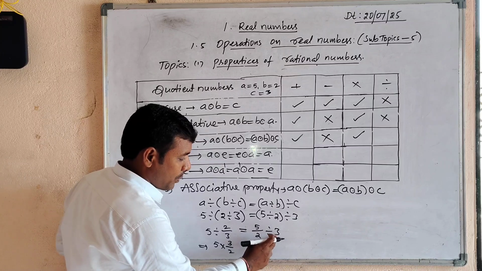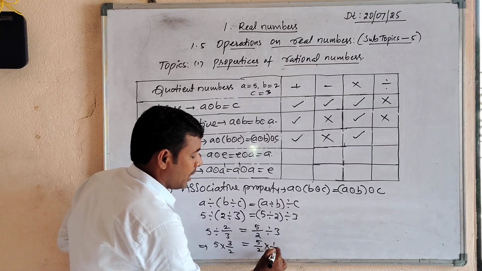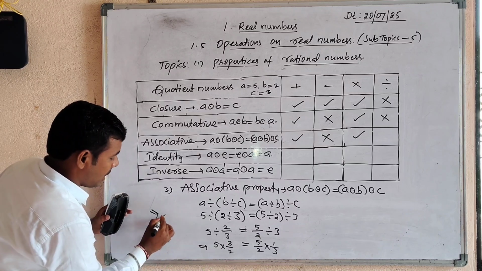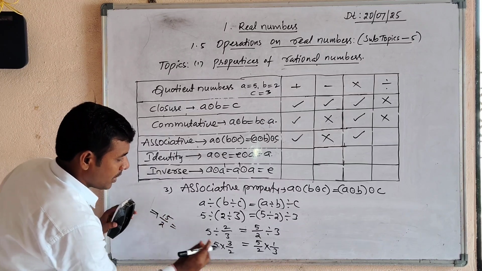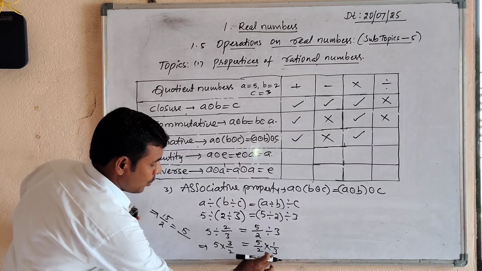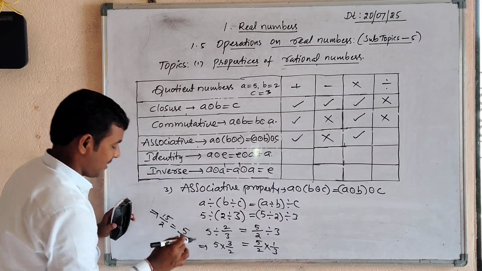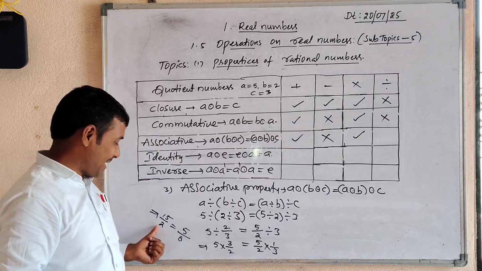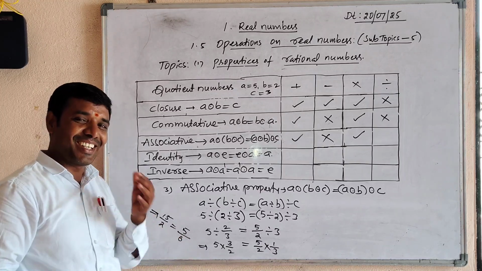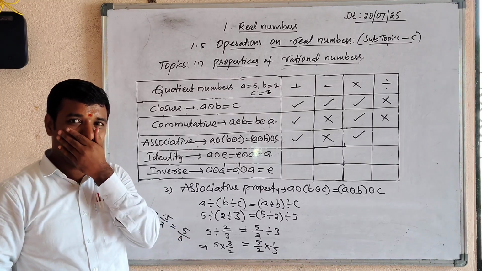Now what is the reciprocal of 3? That is 1 by 3. Now let us see. 5 into 3, 15 by 2. Here 5 ones are 5 by 2 threes is 6. Then what happens? Left is 5 by 15 by 2, right is 5 by 6. Answers are getting different. Got it?